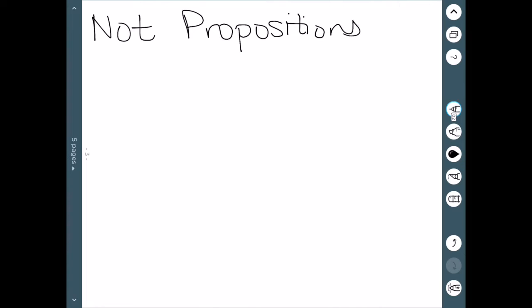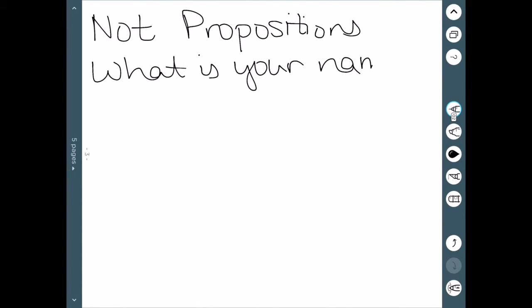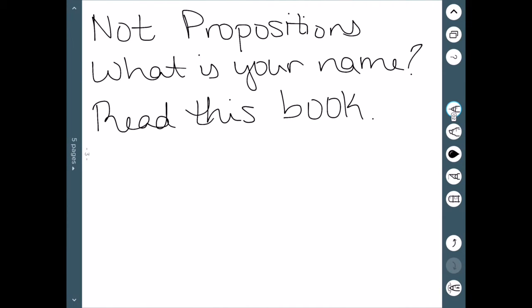Some examples of things that are not propositions. Something like, what is your name? Questions cannot be propositions. This is not anything that can have a true or false value. Another example, read this book. Anytime anyone is telling someone what to do, that cannot have a true or false value. Whether or not you listened could, but actually the statement that they're declaring here is not a proposition.